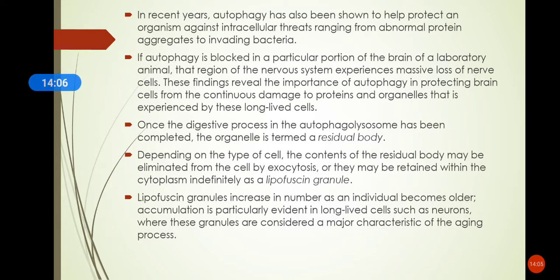So you can see these lipofuscin granules increase in number as an individual becomes older. This accumulation is particularly evident in the neurons. Neurons are long-lived cells, so you can see many lipofuscin granules there. These lipofuscin granules are considered a major characteristic of the aging process.